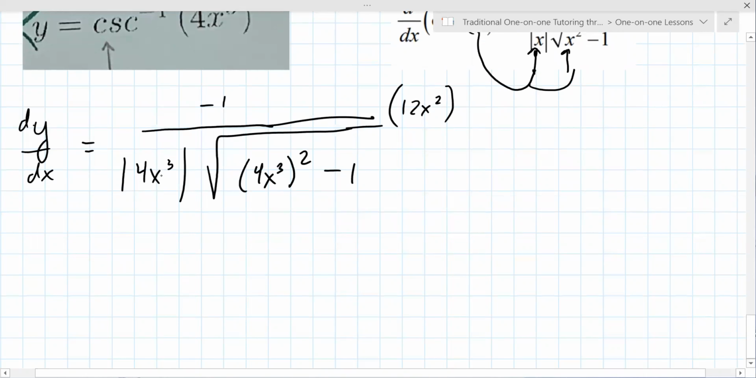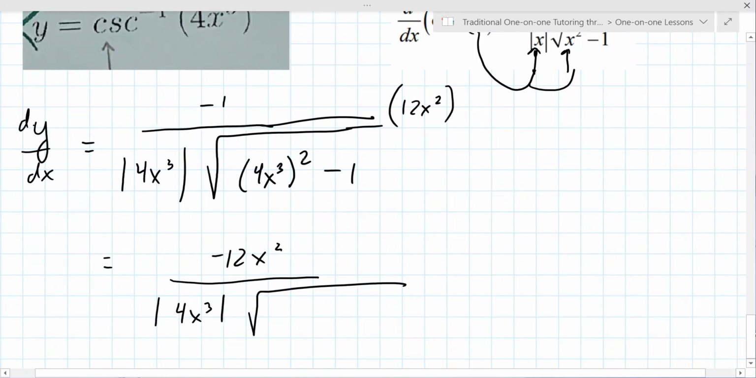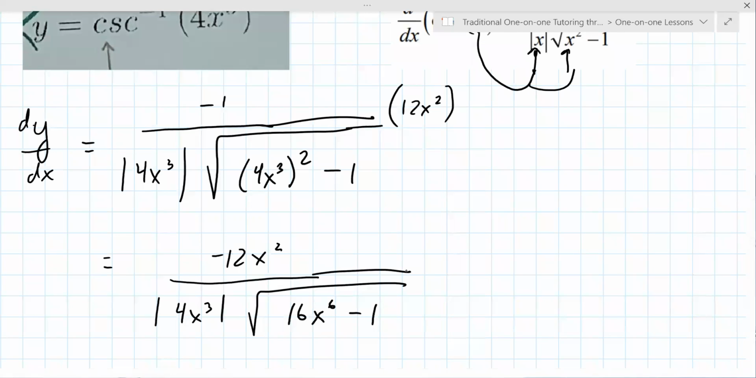It's not okay to cancel out the x cubes and x squareds up here because it's an absolute value. So you just have to leave it. Minus 12x squared over the absolute value of 4x cubed times the square root, and this one I guess we can reduce, of 16x to the 6th minus 1. And you're done. Would you like us to do the bonus?